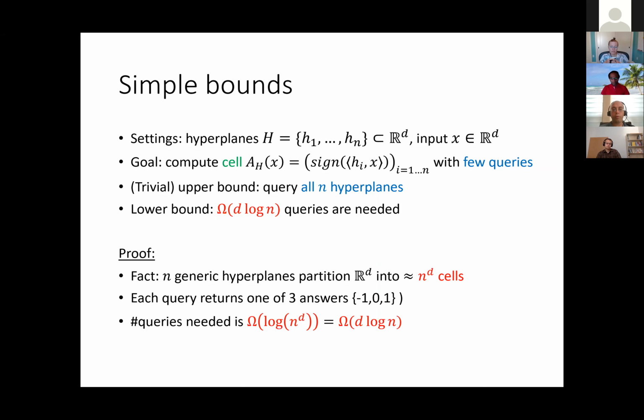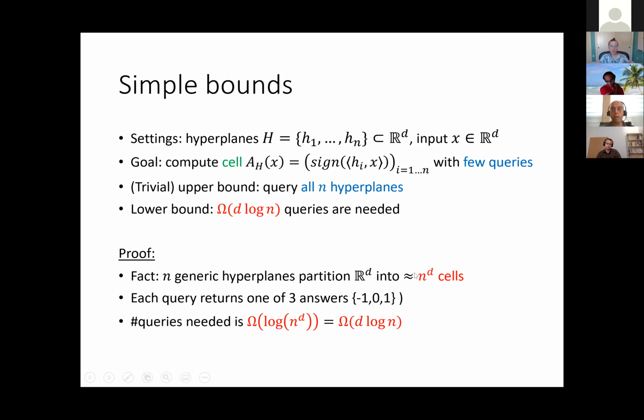So if I have n, let's say, generic hyperplanes, without any specific structure, they partition R^d into some number of cells. And if you do some computation, this number of cells is n to the d. For example, if I have n lines in the plane, they partition the plane into something like n squared cells. Now, my answer, the cell, is one of these n to the d possible answers.